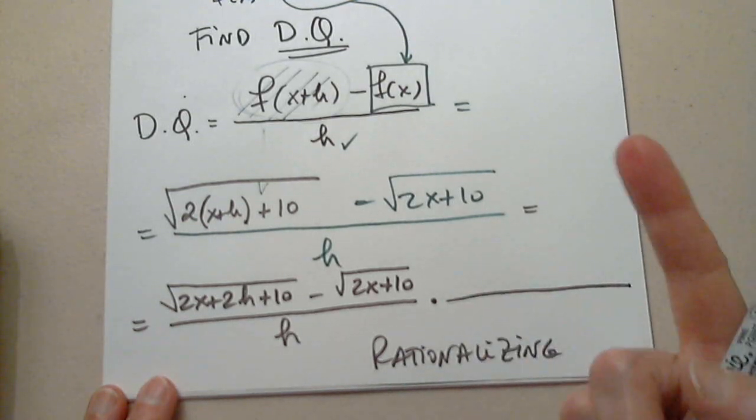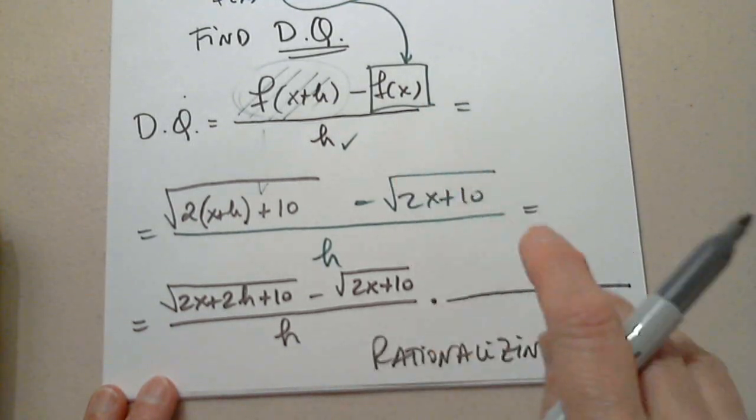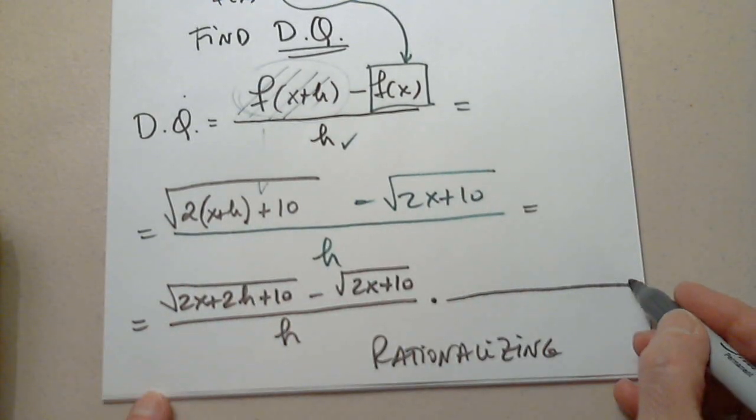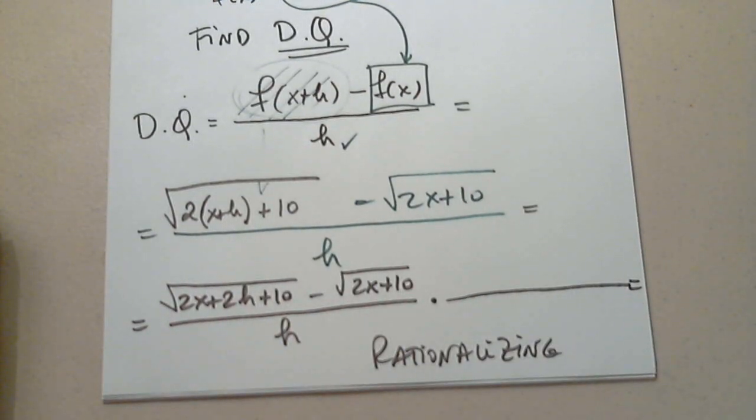What do I rationalize the numerator by? Remember, this piece has to equal 1, because I cannot change this. But if I multiply by 1, there will be no change. Can anyone tell us how we rationalize this? Would you just multiply by square root of 2x plus 2h plus 10?